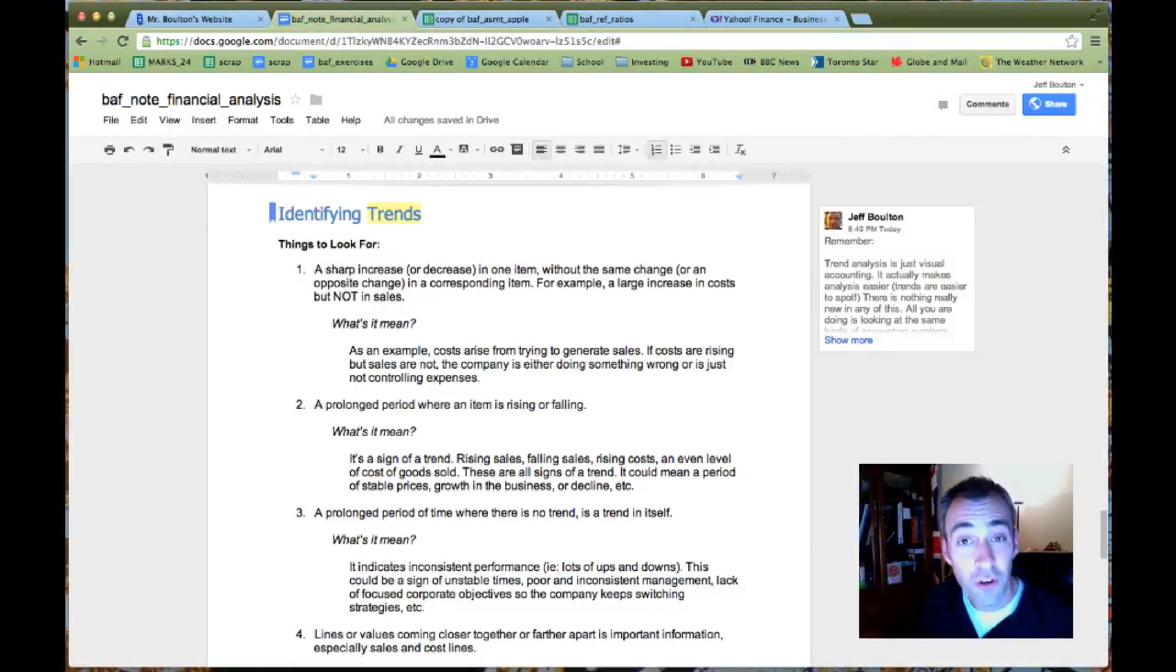Okay, our first trend, our first tip, it tells you that you're looking for something that has a sharp increase or decrease without the same corresponding change in something that's related. And the example is, if all of a sudden you're trying to generate more sales, your costs are probably going to be rising, maybe because of more advertising, you've bought more inventory in anticipation, or you spent more money on who knows, decorating, new shelves, new uniforms for your employees, whatever, right? So if you're seeing that sudden increase in cost, but you're not seeing an increase in revenue, that's a problem, and it should stand out on a common size analysis sheet. So let's take a look for a second.